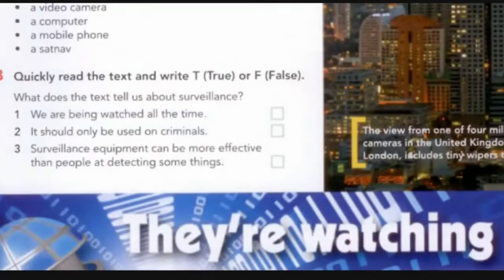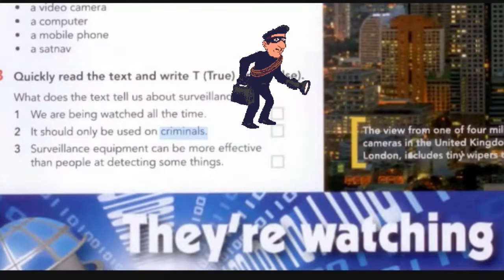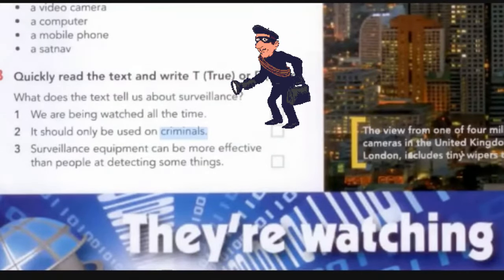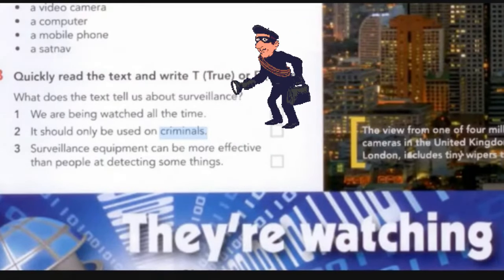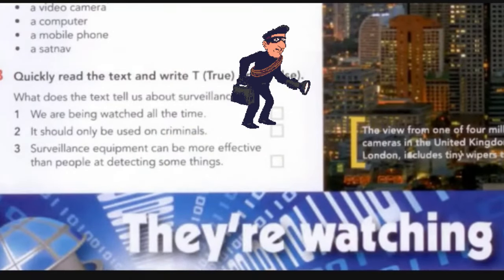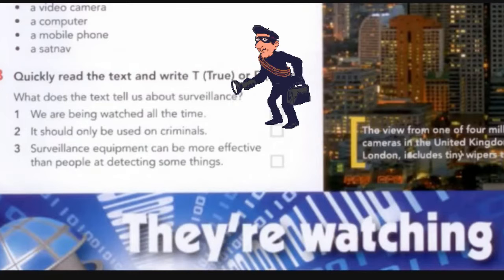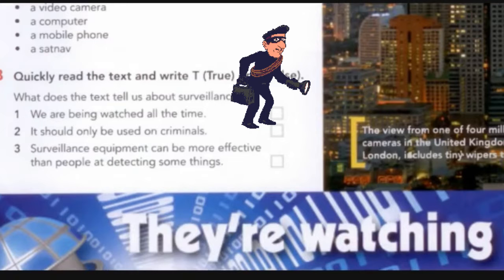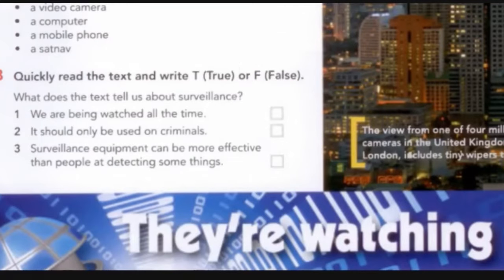Okay, number two, it should only be used on criminals. You know what is criminals, right? Criminals means people who are committing crimes, okay? People who are doing all kinds of things that go against the laws, okay? So this is called criminals. You read through the text later and find out whether the surveillance system should only be used on criminals or not.